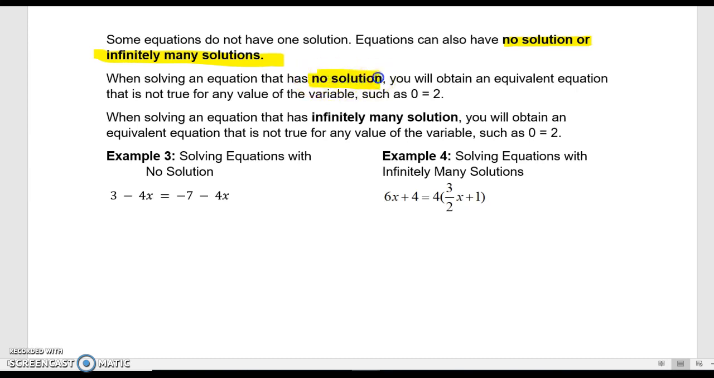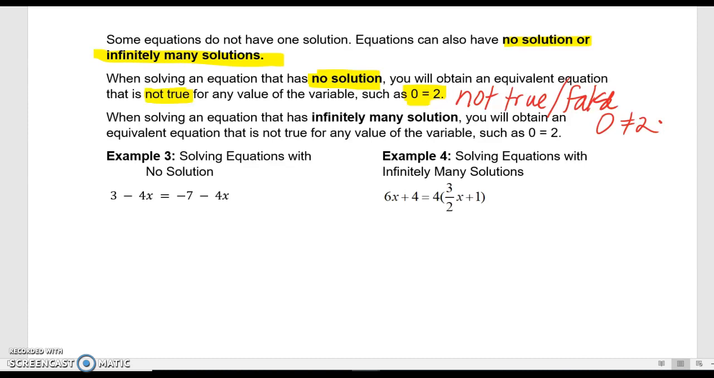When an equation has no solution, what's going to happen is that it will form a statement that is not true for any value of the variable. So for example, the bottom will say 0 equals 2, which is, of course, not true. Or you can say false. I like to write that as 0 does not equal 2 because it is a false statement.